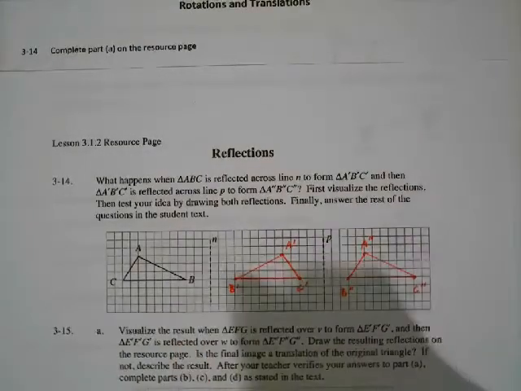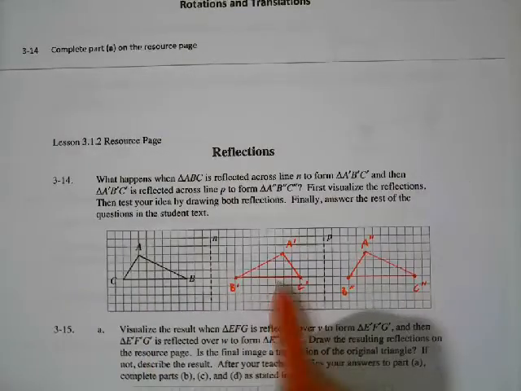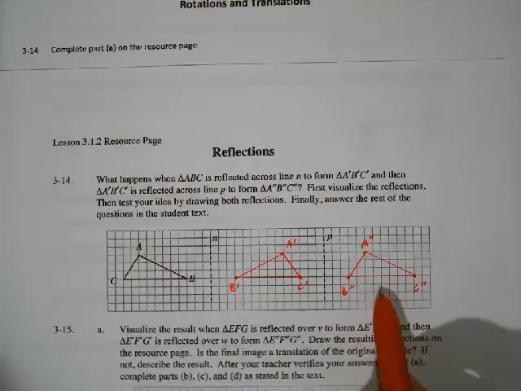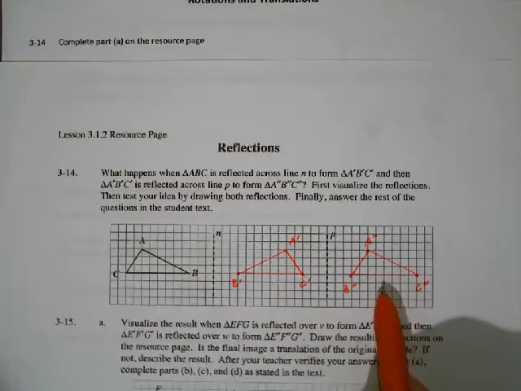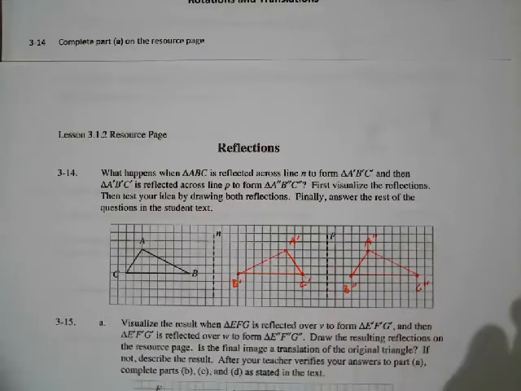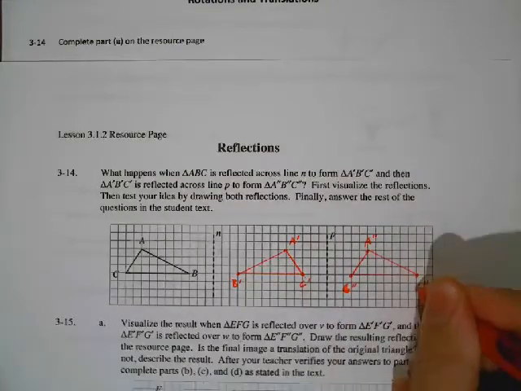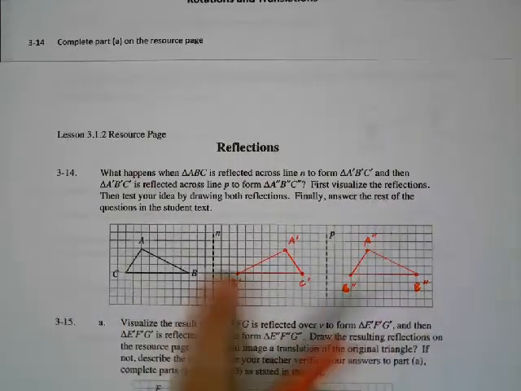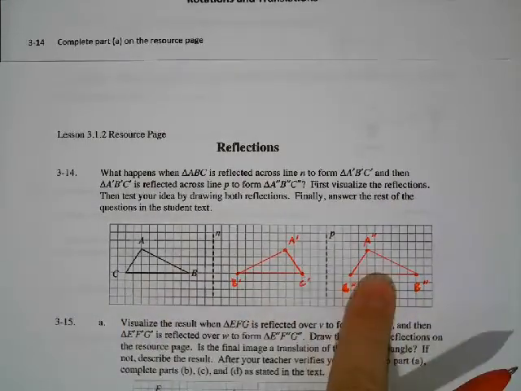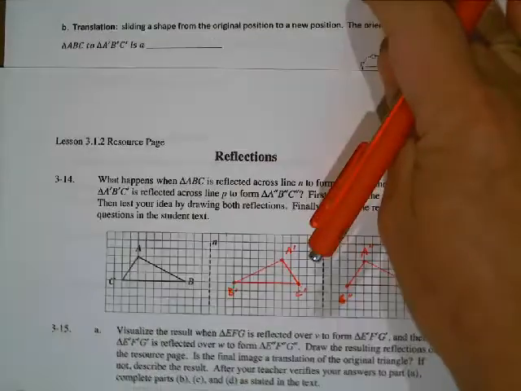All right, so as we can see here, we had the reflection first, and then we reflected the reflection. And what we notice is that A, B, and C are facing the same direction as A double prime, B double prime, and C double prime. Oh, I wrote the letters wrong. This was supposed to be C, and this was supposed to be B. All right, sorry. So we can see that these ones are facing the same direction. What we call that is a translation.